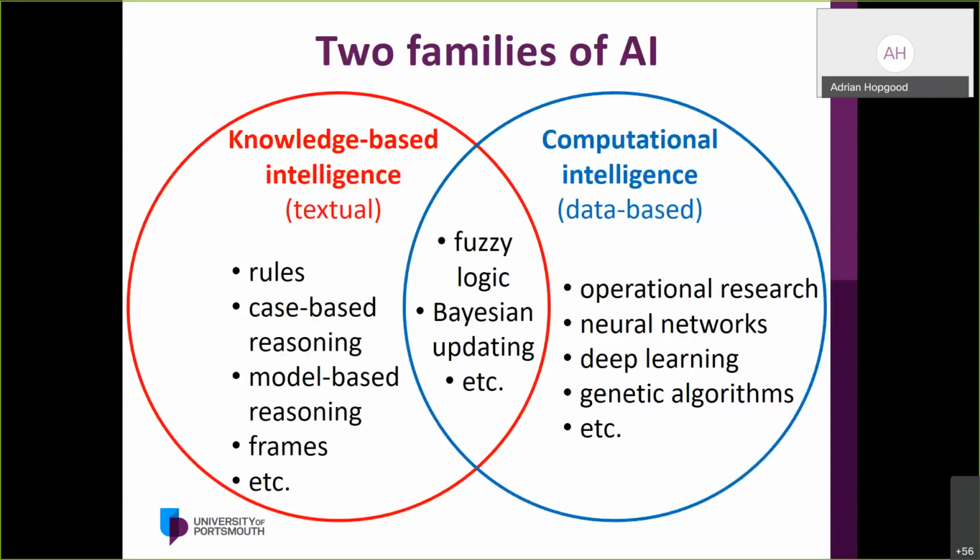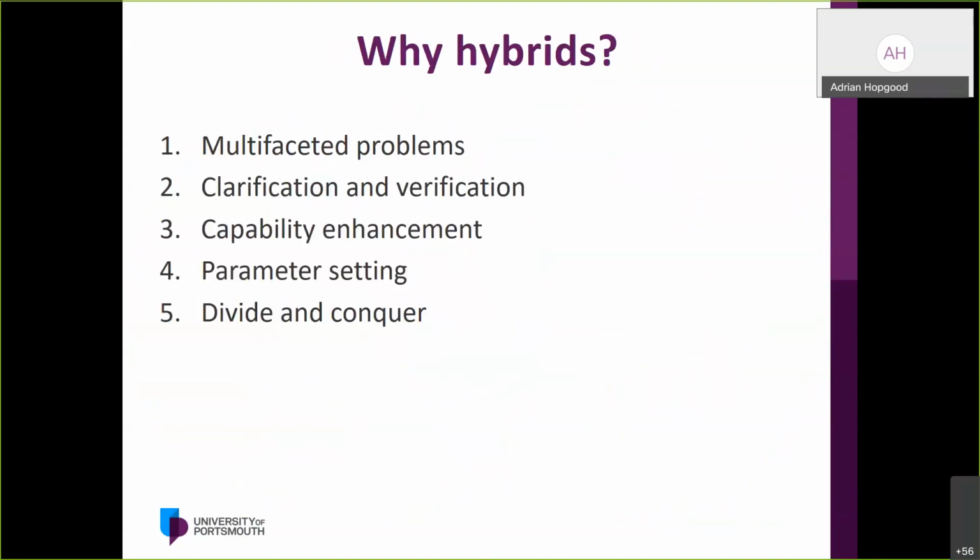So just a reminder of where we started this workshop this afternoon, with this toolkit of AI techniques, broadly broken down into knowledge-based, explicit textual representations of expertise, and the computational intelligence, which is data-driven. So why hybrids? Well, I'm going to argue for 5 different justifications. I think the first one, multifaceted problems, and perhaps the second one as well, are overwhelmingly the most important 2 amongst them, but I will highlight all 5.